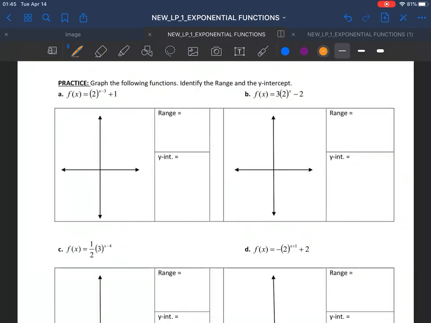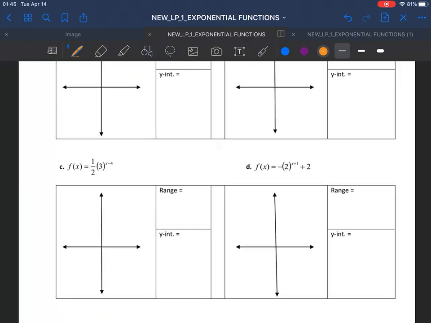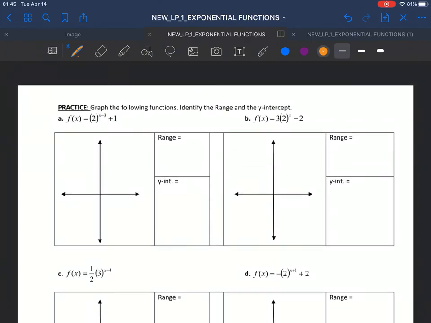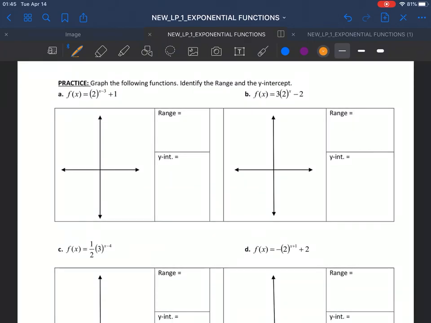So this is the lesson actually, and the rest of it is practice. I invite you to quickly sketch all these graphs. We have multiple transformations in some of them, and have fun.